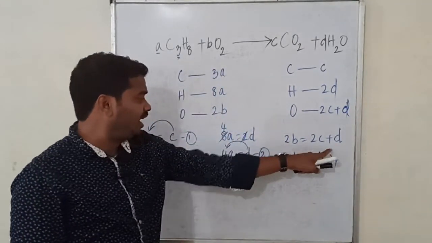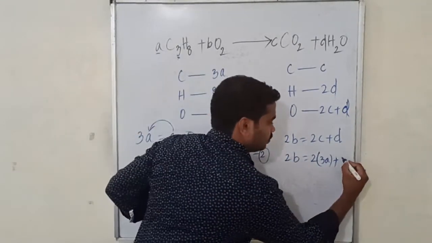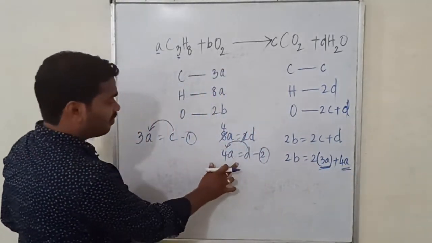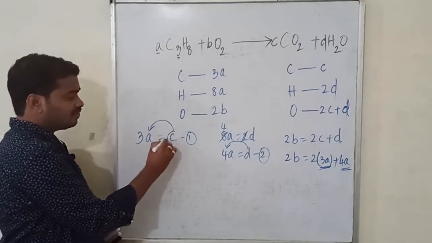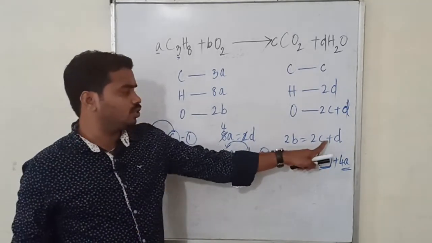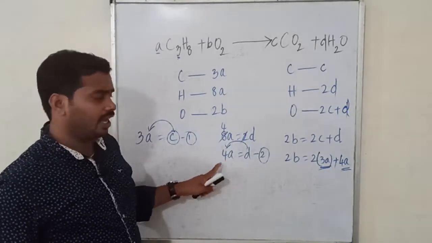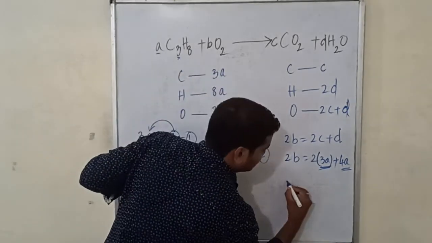Plus D, we have got as 4A. See, these two we have written from these two equations. In the place of C, I have substituted 3A, if you see. In the place of D, we have substituted 4A. Now you try to solve this.